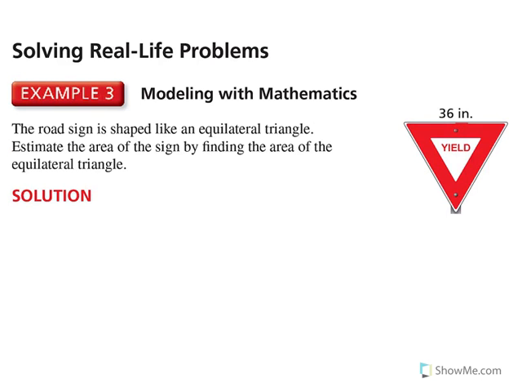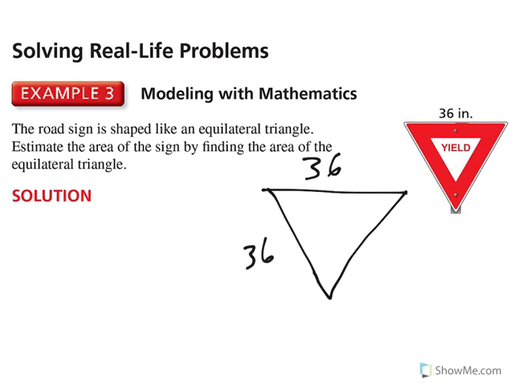So the next one, we have another problem. We're going to have one that's more like real life. It says we have an equilateral triangle, and it says estimate the area of the sign by finding the area of the equilateral triangle. So I'm just going to redraw my triangle over here, just so it's not red in the middle like it is. Equilateral means all the sides are the same, right? It also means all the angles are the same. So if they're all the same angle, 180 divided by 3 gives me 60 in each one.